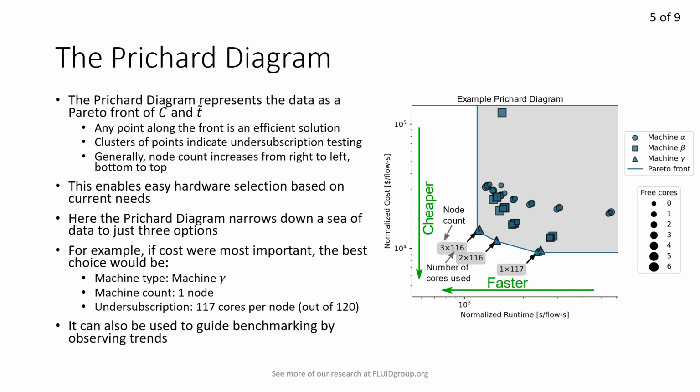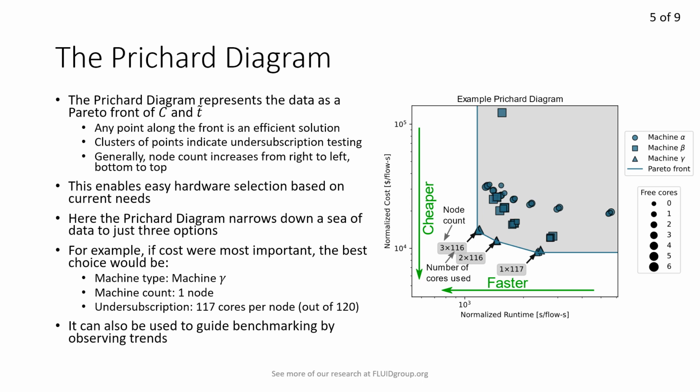Finally, we create the Prichard diagram by plotting normalized cost versus normalized runtime. This produces a Pareto front. If you're not familiar with what a Pareto front is, any point along the front, that solid teal line, is an efficient solution. So this is a point that you might want to choose depending on your needs, but anything behind the front is objectively bad, and it's guaranteed that you'll have at least one point on the front that is both faster and cheaper.